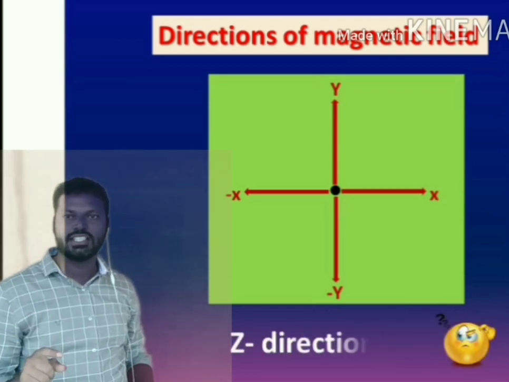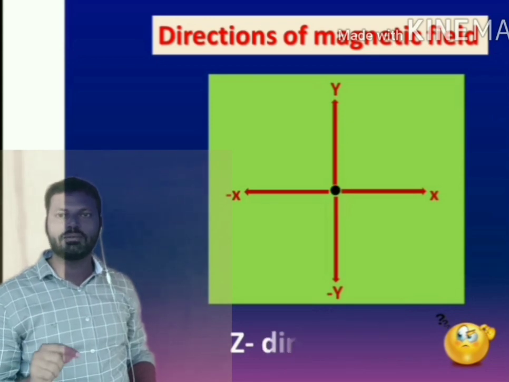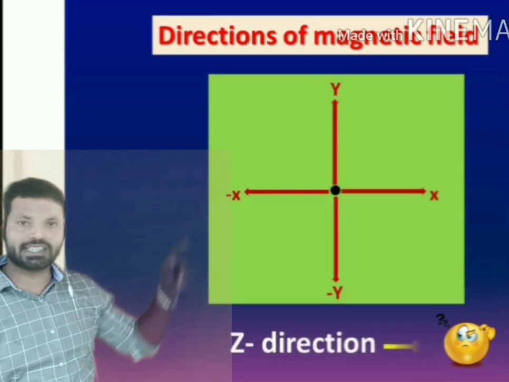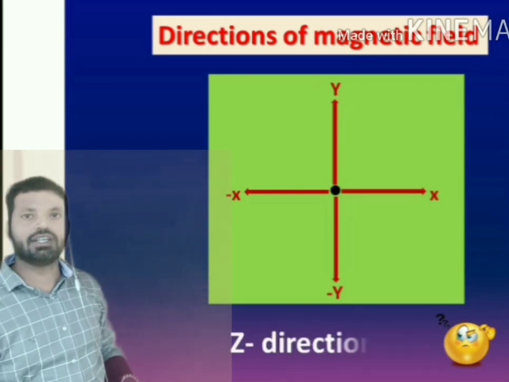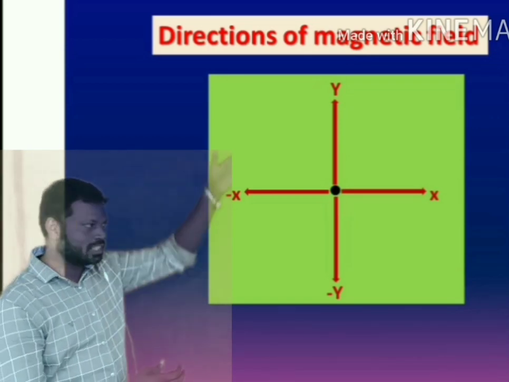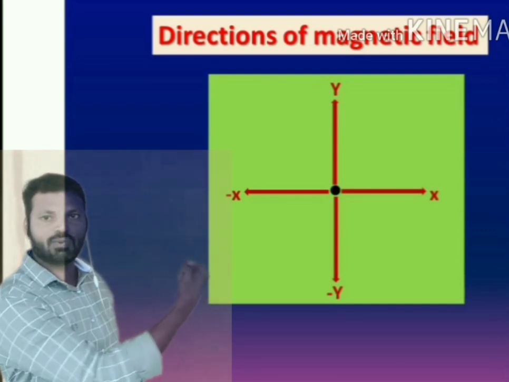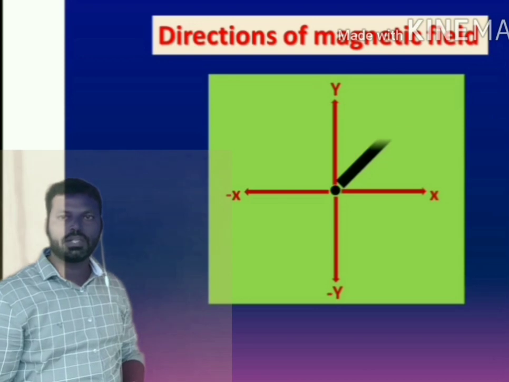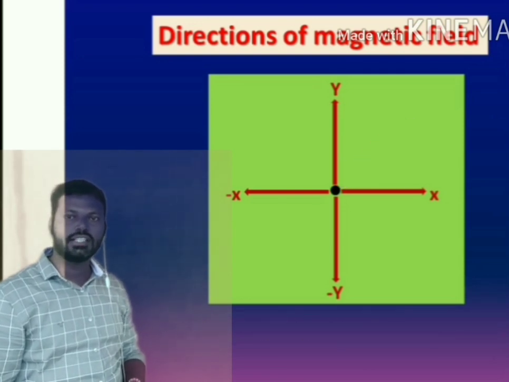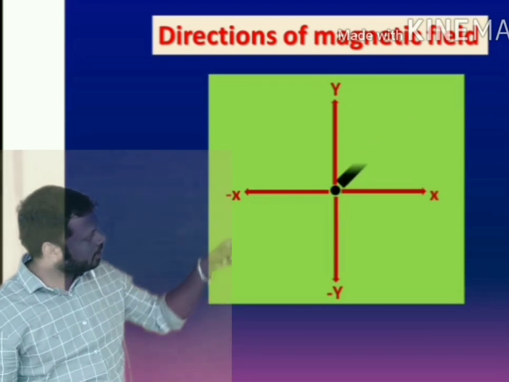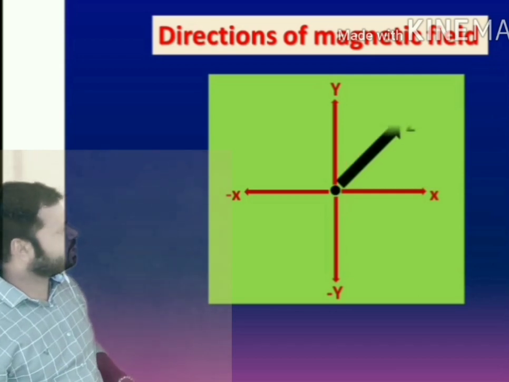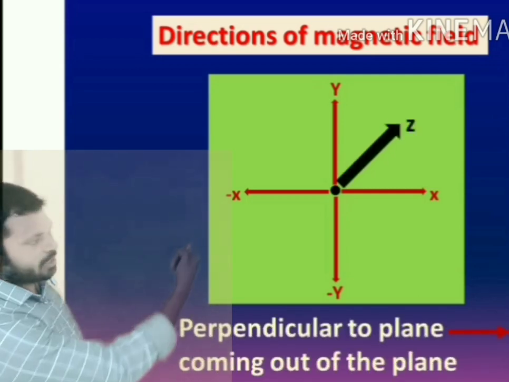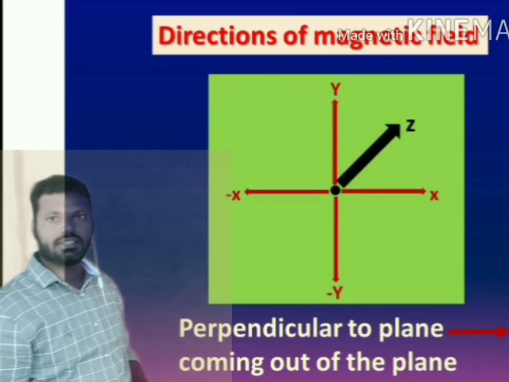Z direction visualization is difficult in two-dimensional view because Z direction is perpendicular to X direction and Y direction. So Z direction is perpendicular to this plane and it is coming towards you like this, perpendicularly. Now in two dimensions it is very difficult. That's why I am showing with black color arrow. It is positive Z direction, perpendicular to plane and it is coming towards you like this.